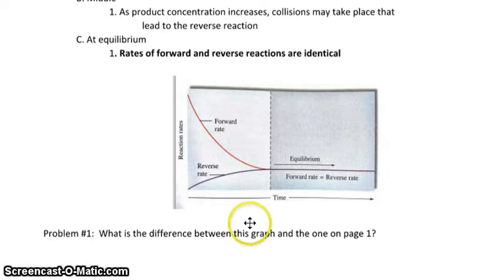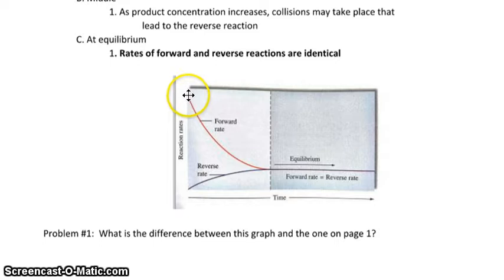The first main difference is notice your y-axis. This is reaction rate. What did the graph on page 1 say? It said concentration. So that was an actual concentration value. That's how we counted up those molecules on page 1, and that would be your y-axis. But this one is not concentration, it's reaction rate.